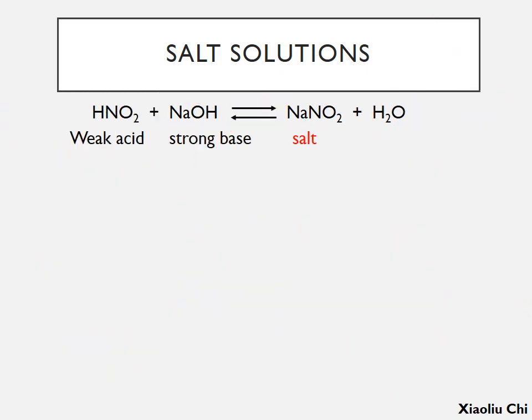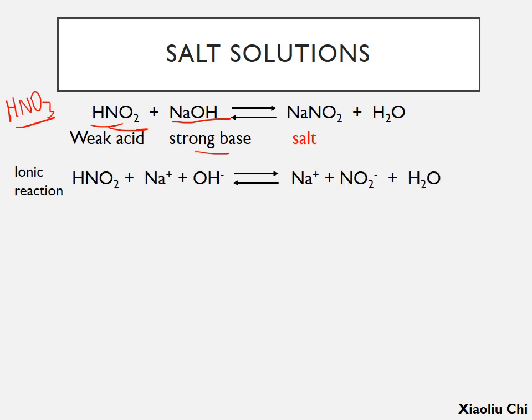In this acid-base reaction, you should recognize that sodium hydroxide is a strong base, but nitrous acid is not a strong acid. It's not in the list that we saw before. Okay, we have nitric acid, so this is a strong acid, but this is not. All right, so when we write an ionic reaction, a weak acid you cannot separate into ions.